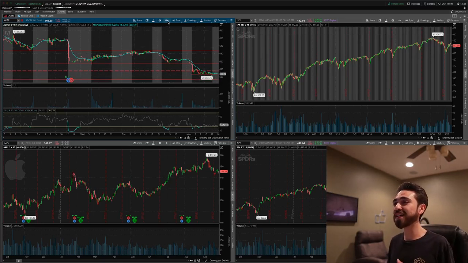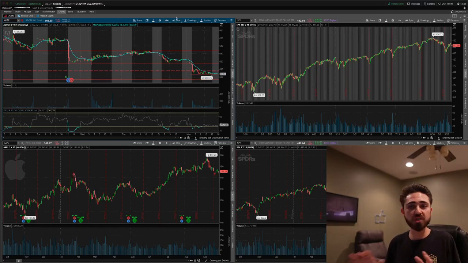Now, the reason why I don't get in it to the downside, remember, we don't just get into trades just because of this or just because of that. You have to have all your parameters lined up.